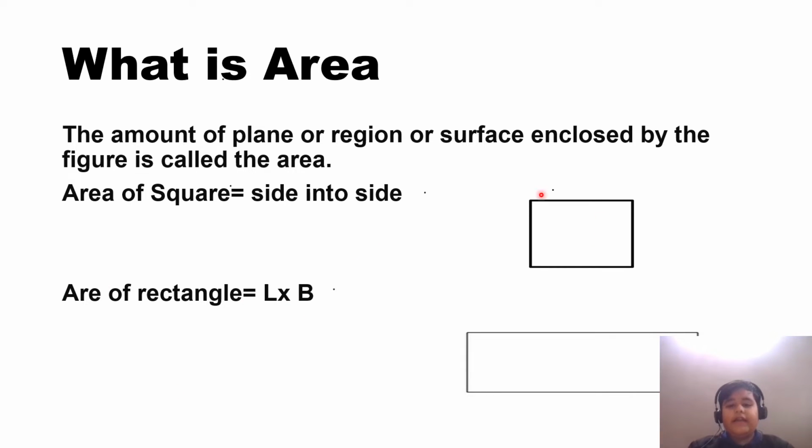Here is a square. Side means this, and the other side is this. We have to multiply these both sides to take out the area of the square. And in a rectangle, here is a rectangle, and this is called the length and this is called the breadth. We have to multiply the length and breadth with each other to take out the area of the rectangle.